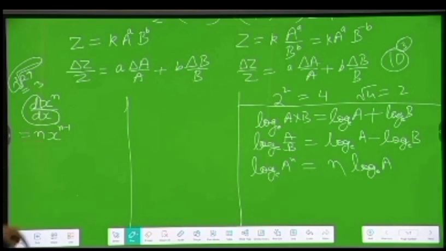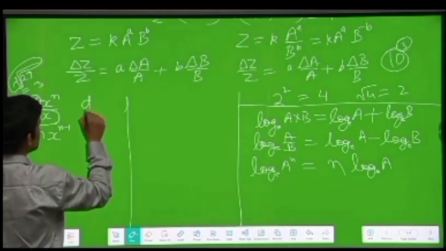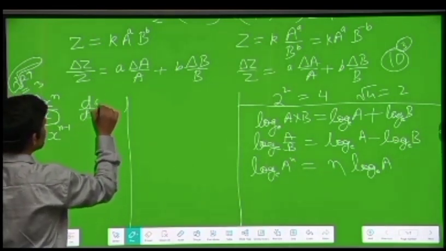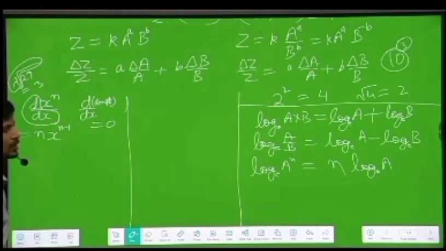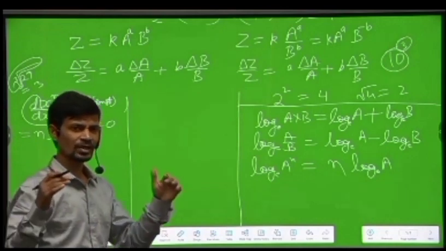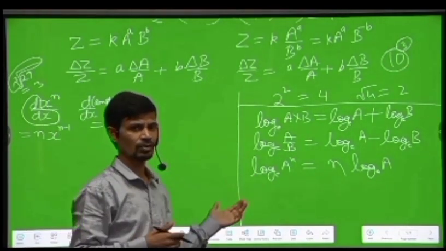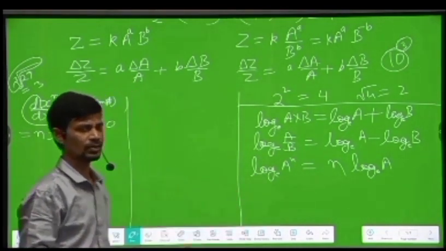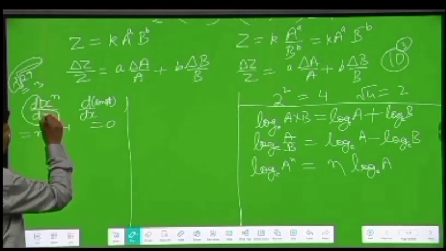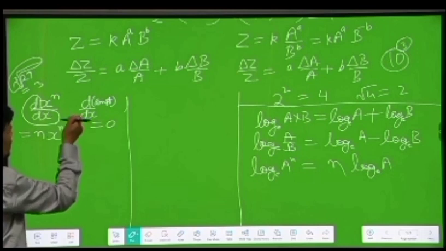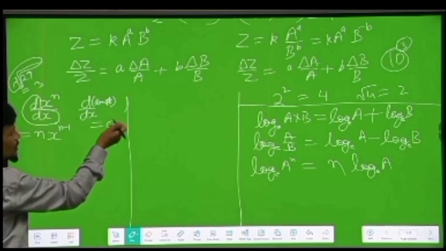So here it is. And one more thing, d by dx of some constant will be 0. Remember this. Differentiation is the variation of one thing with respect to another. If something is constant, then there is no variation in it with respect to anything else, so that will be 0. So if both are the same variable, we apply the formula. If there is a constant, then differentiation is 0.